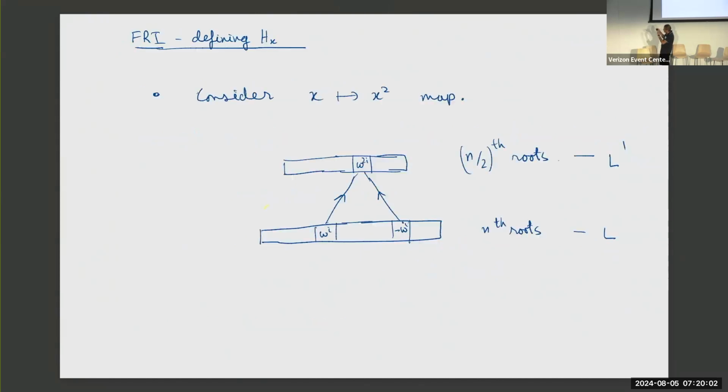Okay, so what is this h_x that works once you have all these? It's based on this squaring map that takes nth roots of unity to n over 2th roots of unity. Since n is a power of 2, the n over 2th roots of unity also sit inside the field, and squaring takes all the nth roots of unity to the n over 2th roots of unity. So this is a nice 2-to-1 map.